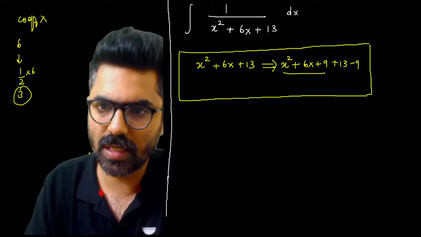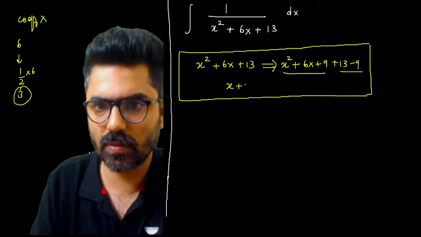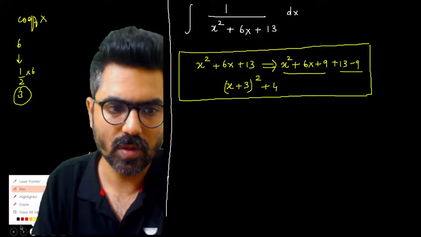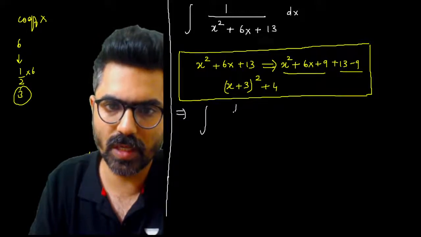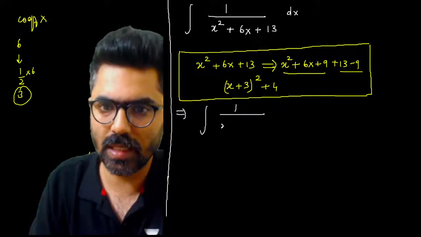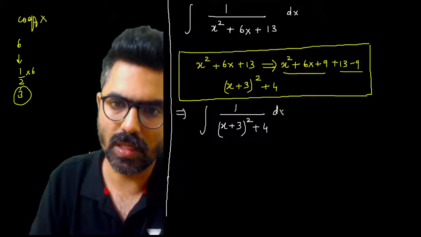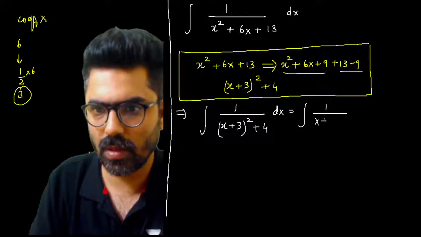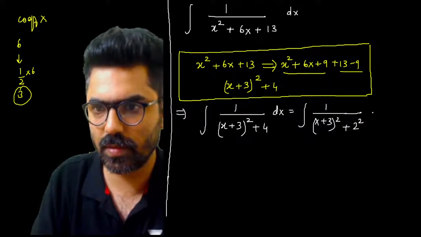So now if you observe, this entire part is x plus 3 the whole square, and that is plus 4. So let's continue with the question now. The entire question is now 1 upon x plus 3 the whole square plus 4 dx. That can be written as 1 upon x plus 3 the whole square plus 2 square dx.